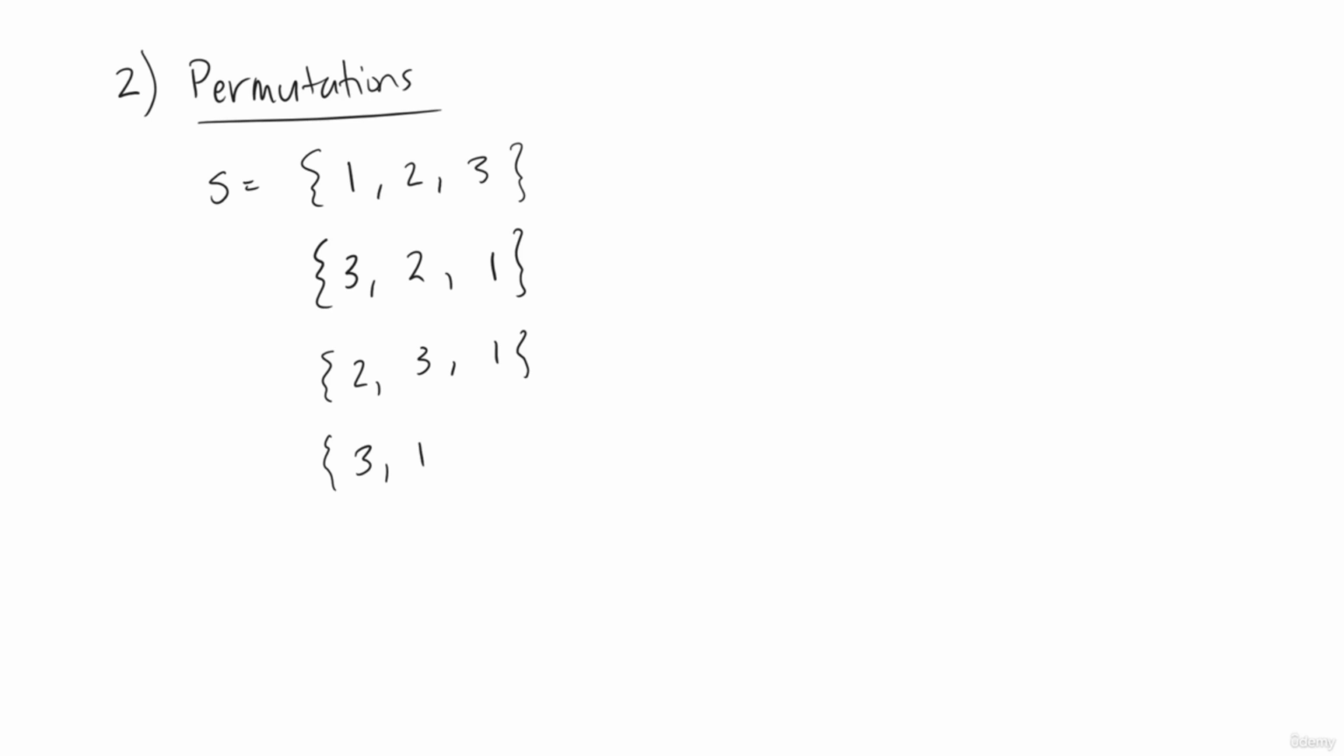3, 1, 2 is a permutation. And let's see, what's another one we can do? We can do 1, 3, 2. That's another permutation. And I believe we have one more. Yeah, 2, 1, 3. All of these are valid permutations.